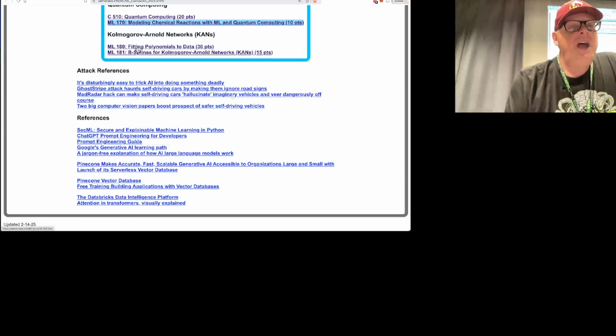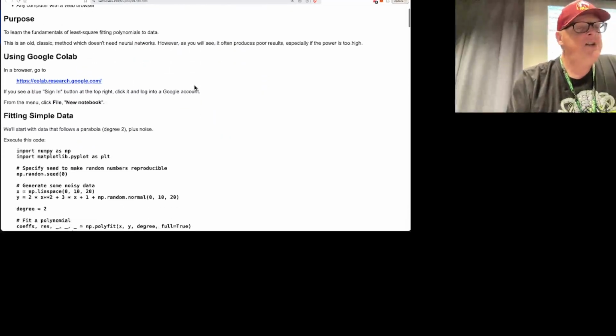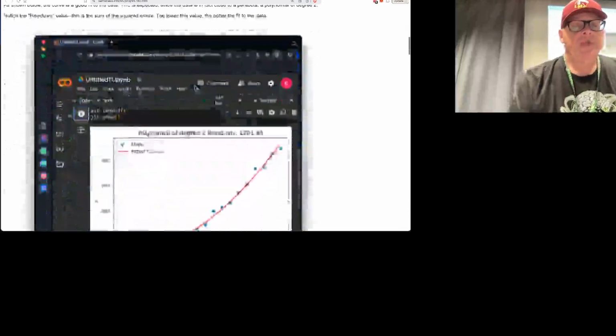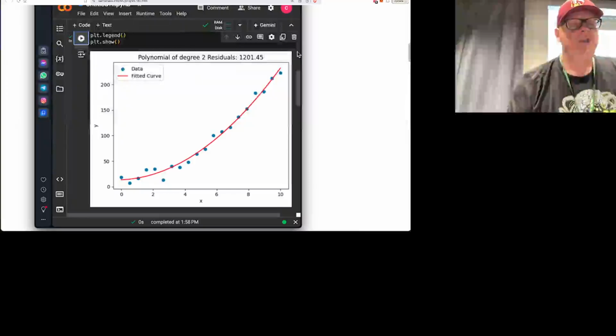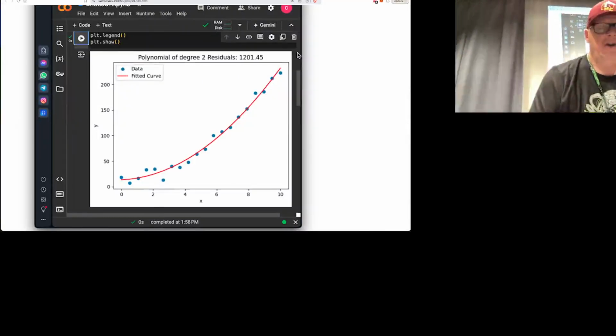So one way to fix that is with Kolmogorov-Arnold networks. So we'll start by doing a curve fit to understand what they are. So first we're going to fit some data. So here you have some data, and you can fit it with just a polynomial of degree 2, and you'll get the best fit. This has been known for centuries.